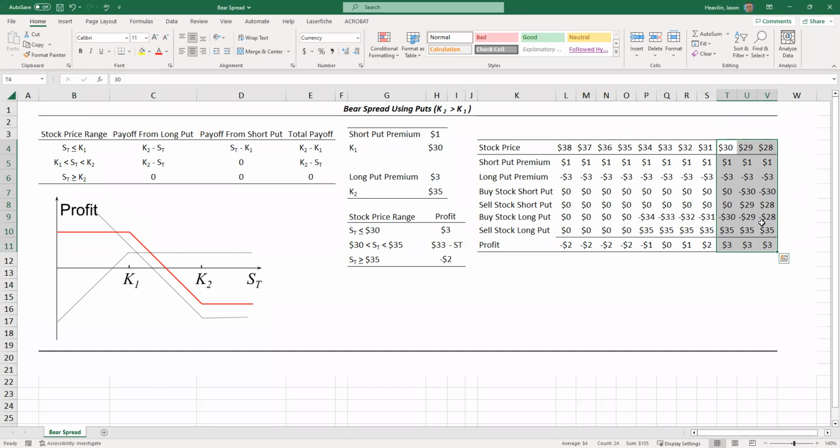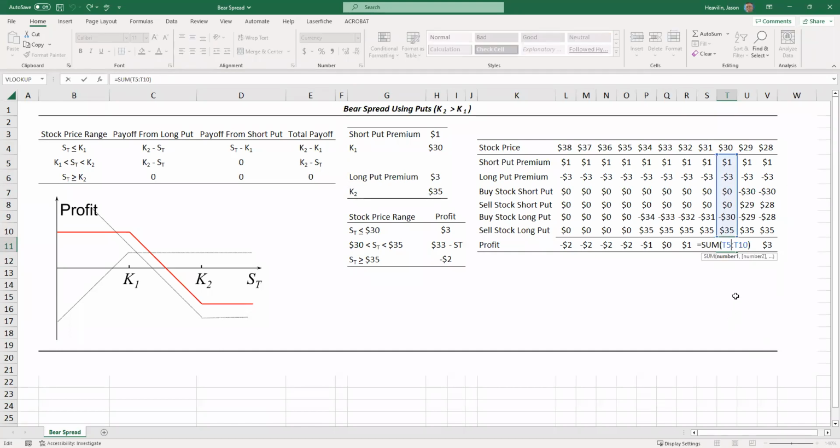That will be this piece here. So the way it plays out, let's say it was $30 exactly. You get the $1 for selling the put. You pay the $3. That's the negative cash outflow for buying the put, the long put premium. Since there's no exercise on the short put, these are 0. But there is an exercise piece on the long put. So $30 goes out, $35 comes in. And when you net all of those, you get the $3. So this is just following the cash flow on the transactions.